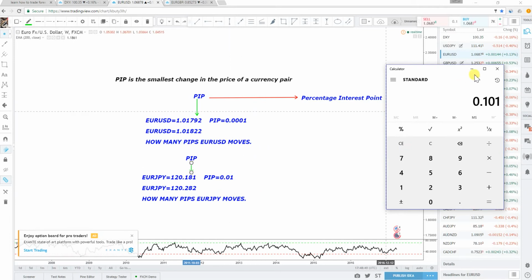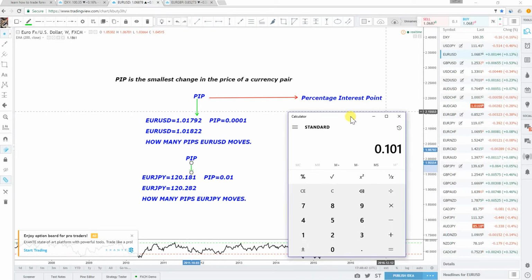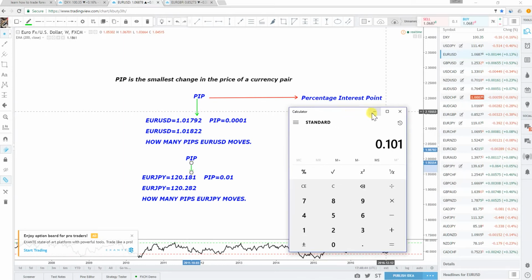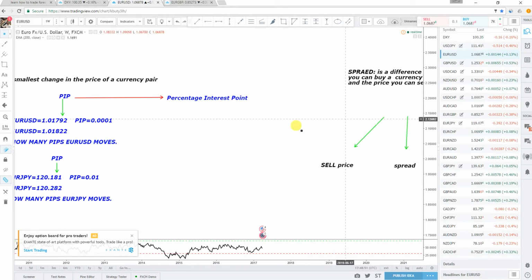So that's it for the pip. I hope that you understand it. If you don't understand, just send me an email. I won't be explaining this in detail. We're done with this, we'll go to the spread.